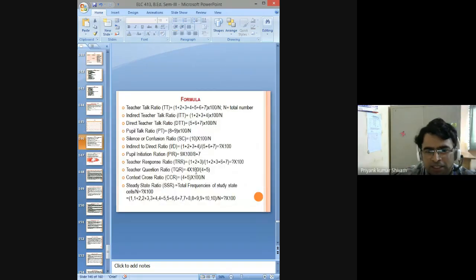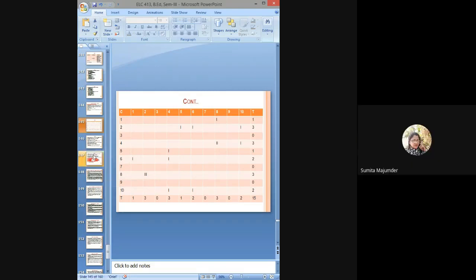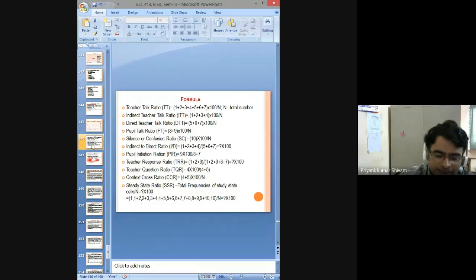Then the other thing is divided by n, n equal to 15. So 0 by 15 into 100. Sir, every time it should be 0, or may it be different? It depends on your table, na? It depends on your table.